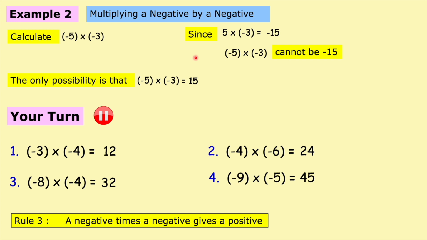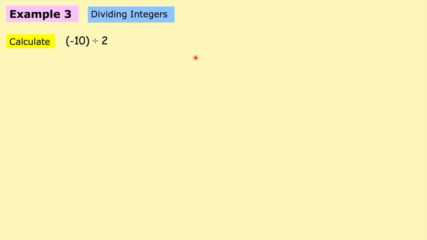So it's really important that you copy down those 3 rules. So a negative times a positive gives you a negative. A positive times a negative gives you a negative. And a negative times a negative gives you a positive. So if the signs are different, you'll get a negative answer. If the signs are both the same, you'll get a positive answer. So that's multiplying integers.